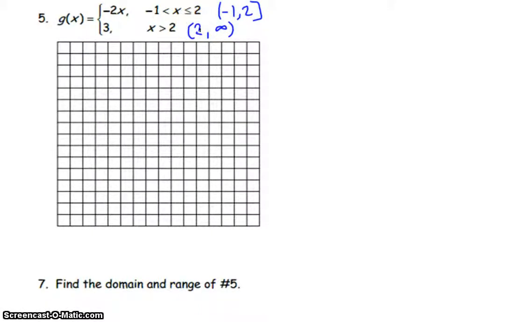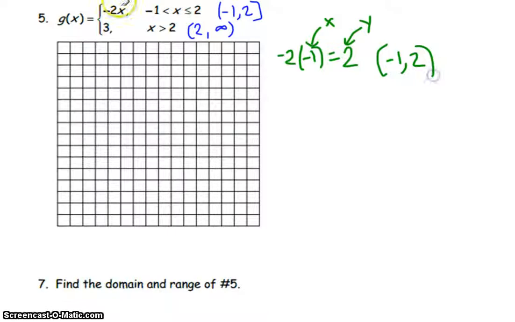Okay, now first to start, I'm going to start with my -2x. I'm going to put my lowest x value, my lowest domain, which is going to be -1. So I'm going to have -2 times -1, and that's going to give me a +2. Now this is my x value I plugged in, and this is my y value I got out. So that is going to give me -1, comma 2.